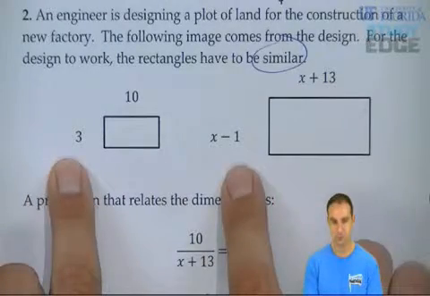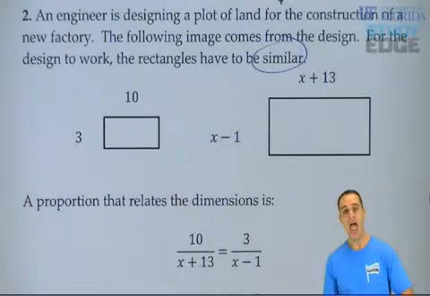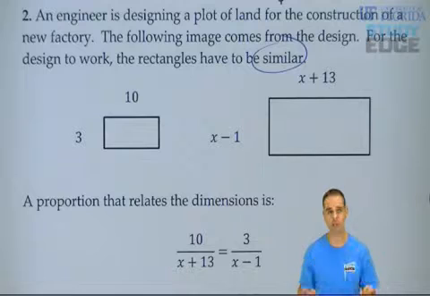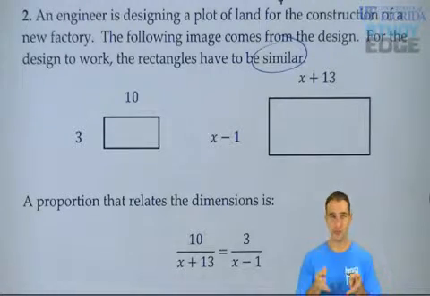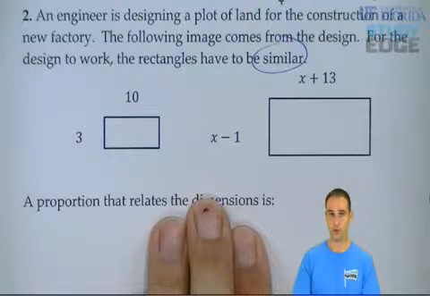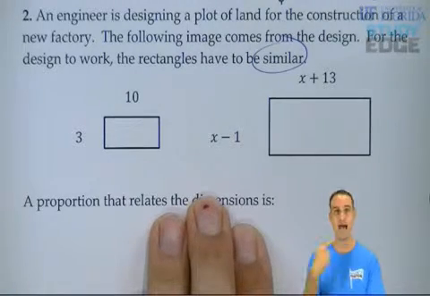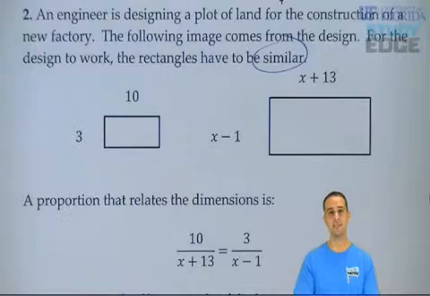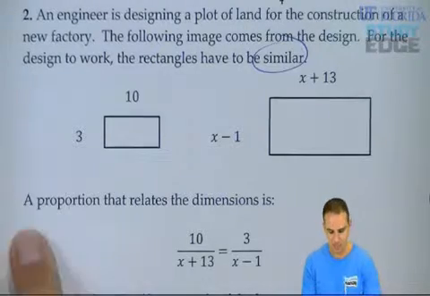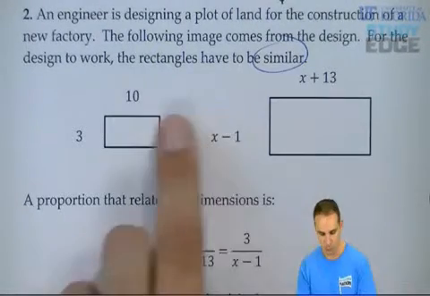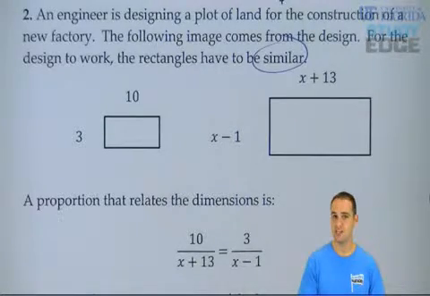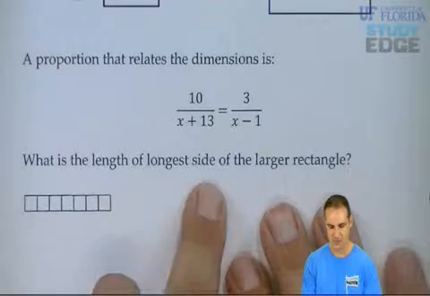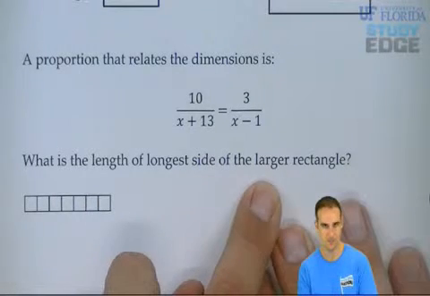So similar means the corresponding sides are going to be proportional, meaning 10 divided by 13 will equal 3 divided by x minus 1. And that's one way to show that they're proportional. Just one way, and there's others. If you want to show the other ways to start this question off without the equation, go ahead, post on the wall, and we'll see how similar they are. Now the question is, what is the length of the longest side of the larger rectangle?